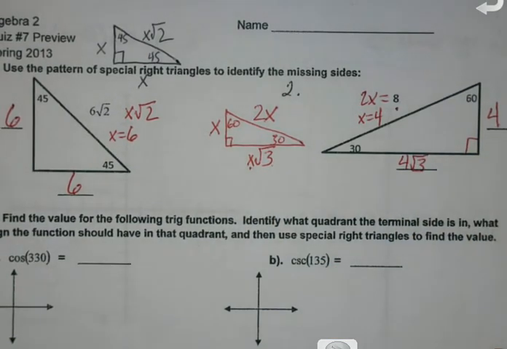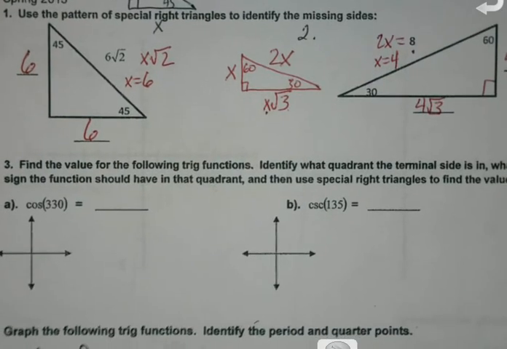There's no way around this. You have to know those specials or this is not going to work, because I can't just do the Pythagorean theorem on it and try to figure it out, since I don't have enough information to do it. So special rights, definitely something we need to know for this.